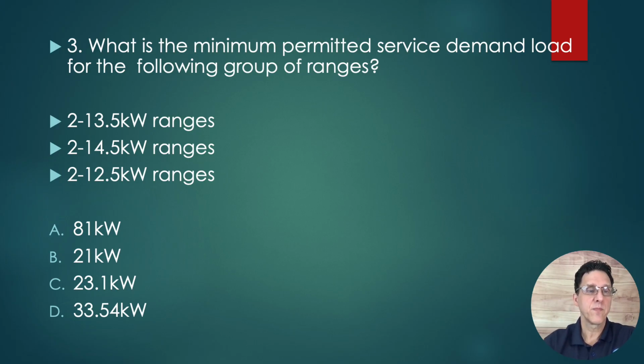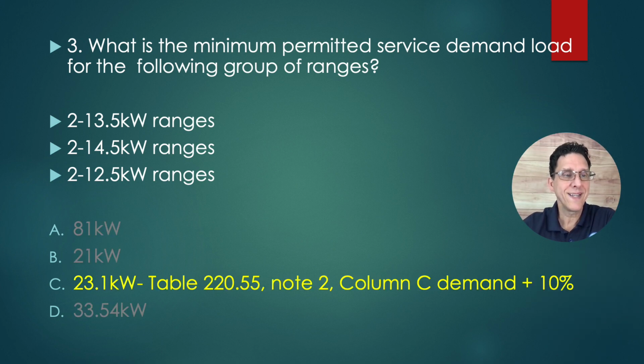All right, here's another group. Every one of these ranges is above 12, so the average is going to be above 12. So you're going to have to increase column C by 5%, 10%, 15%, depending on what the average value works out to be. Take a moment, and then when you're ready, you can restart the video. I'll give you the answer. All right, 23.1 kW is the correct answer. Okay, let's see the math on this one. It's going to end up being column C plus 10%.